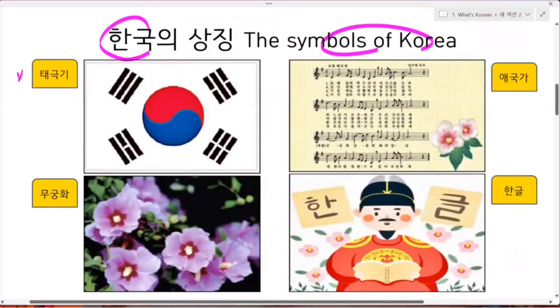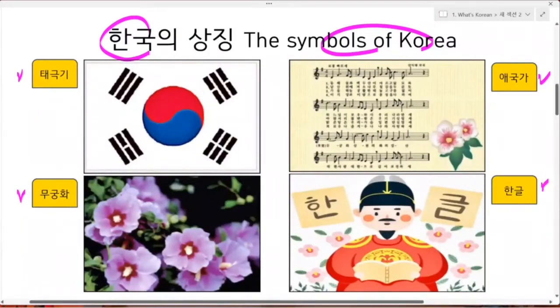Taegeukgi. It emphasizes the peace and harmony of all things. 애국가, national anthem. It contains love for the country and the formula of Koreans. Mugunghwa. It means the flower of the country, the flower that blooms forever and never.